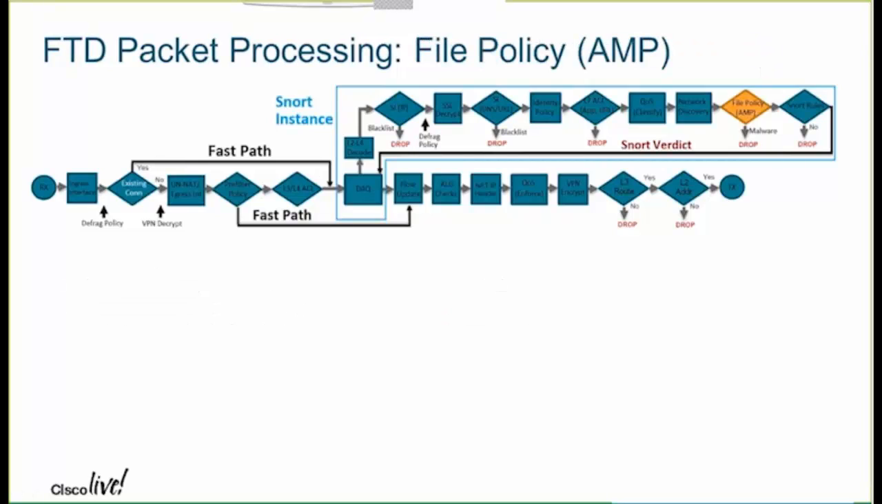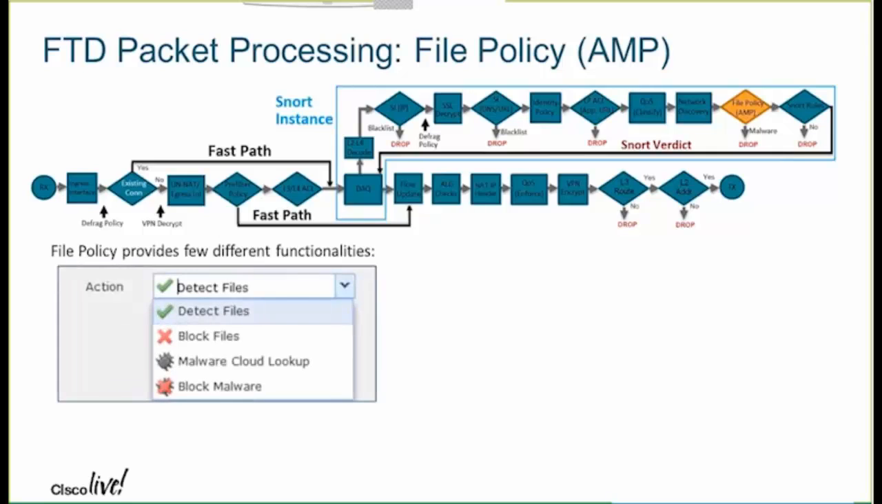So that is why you see the classification happens here while the enforcement happens at the ASA engine. And then we move on to file policy or AMP. File policy provides a few different functionalities. We can use it to detect files that are passing through the network, or we can block files, do a malware cloud lookup, or block malware. Detecting files and blocking files, you don't require any license for this. It should be able to detect and block files without having an AMP license for your system. But if you're doing malware cloud lookup and block malware, you would need to have an AMP license on the platform, else you would not be able to do that.